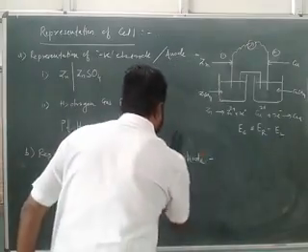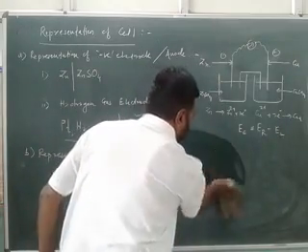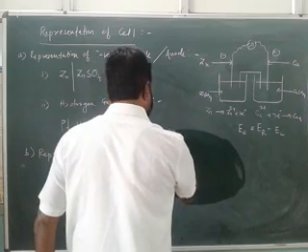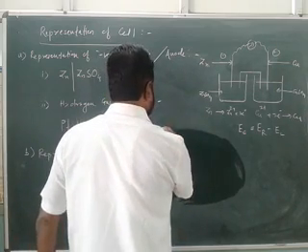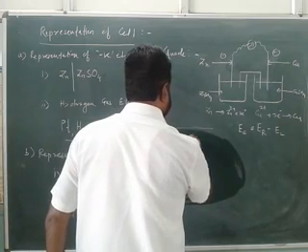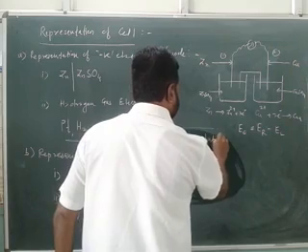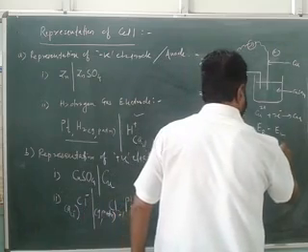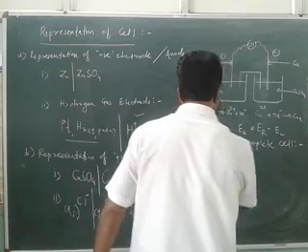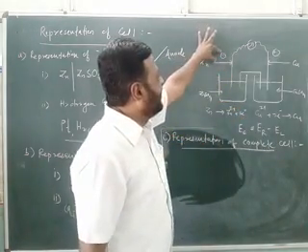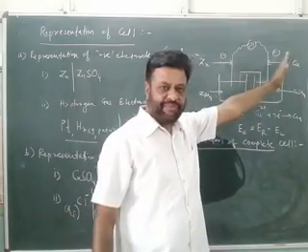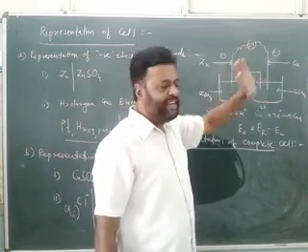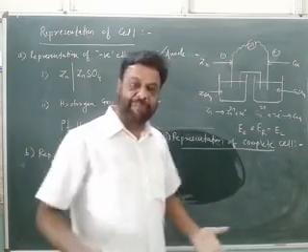Representation of complete cell. So we see here the combination of the negative electrode and the positive electrode with the help of a salt bridge, and externally by a metallic wire. Then how can we represent the complete cell?